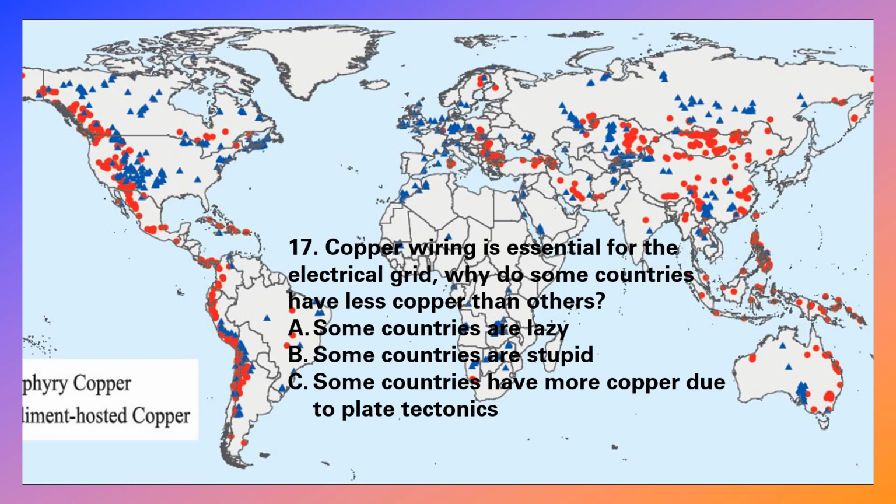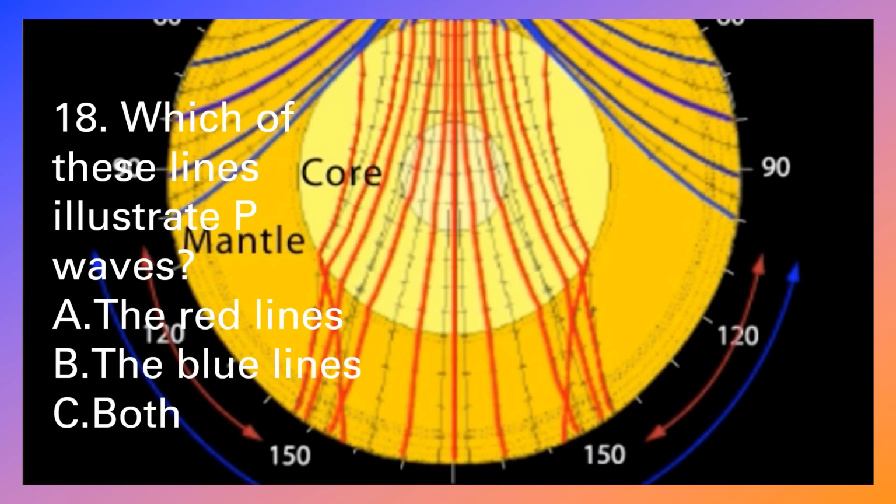Number 18. Which of these lines illustrate P waves? A. The red lines. B. The blue lines. Or C. Both.